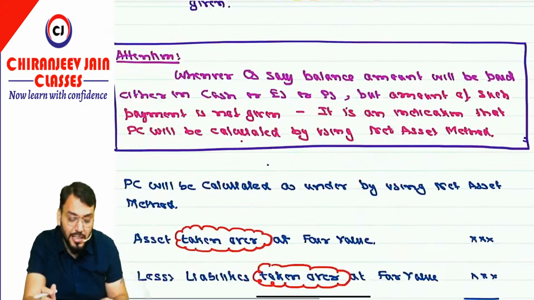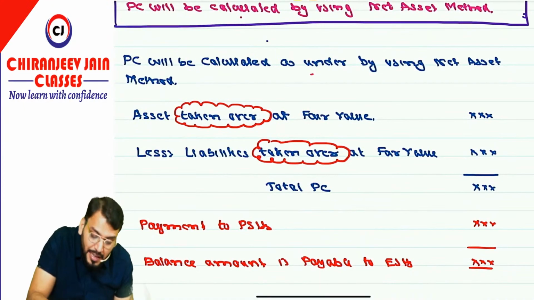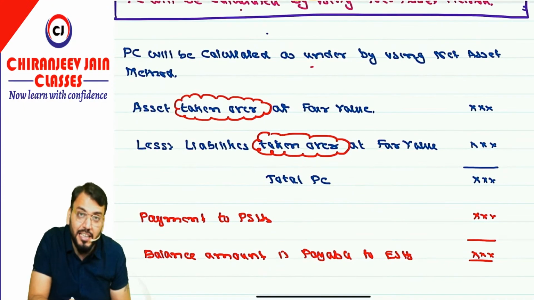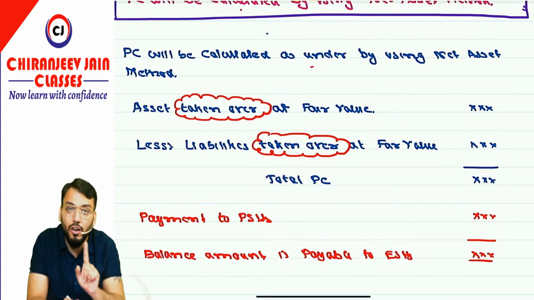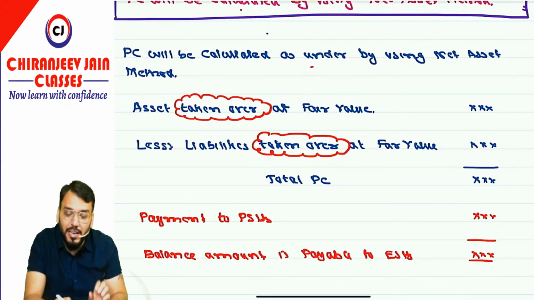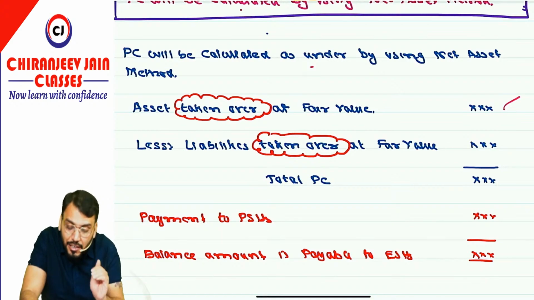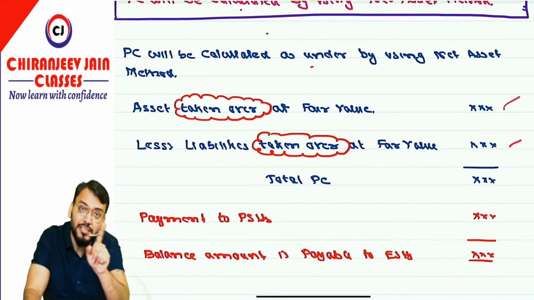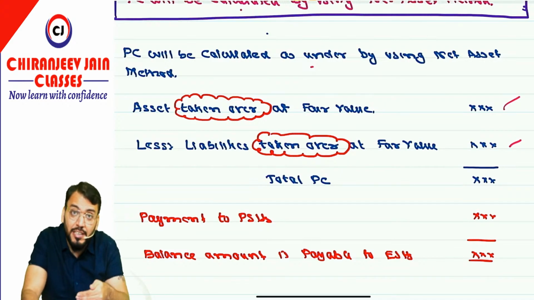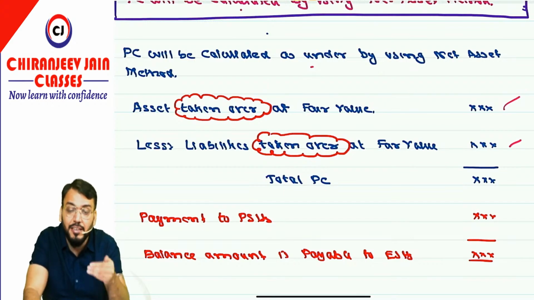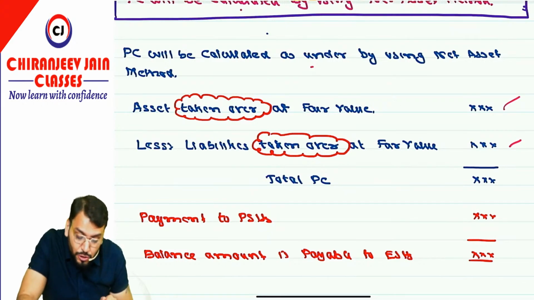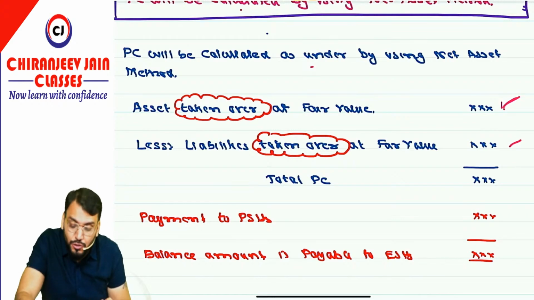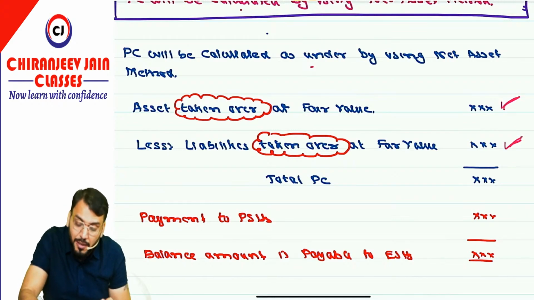So how to use the net asset method? PC will be calculated by taking assets taken over at fair value, only taken over, not all, minus liability taken over at fair value, only taken over. When you are calculating intrinsic value, you take all asset and all liability. But when you are calculating PC using the net asset method, PC is only for the assets and liability which are taken over. So only those assets taken over at fair value, minus only those liability taken over at fair value, become the total PC.